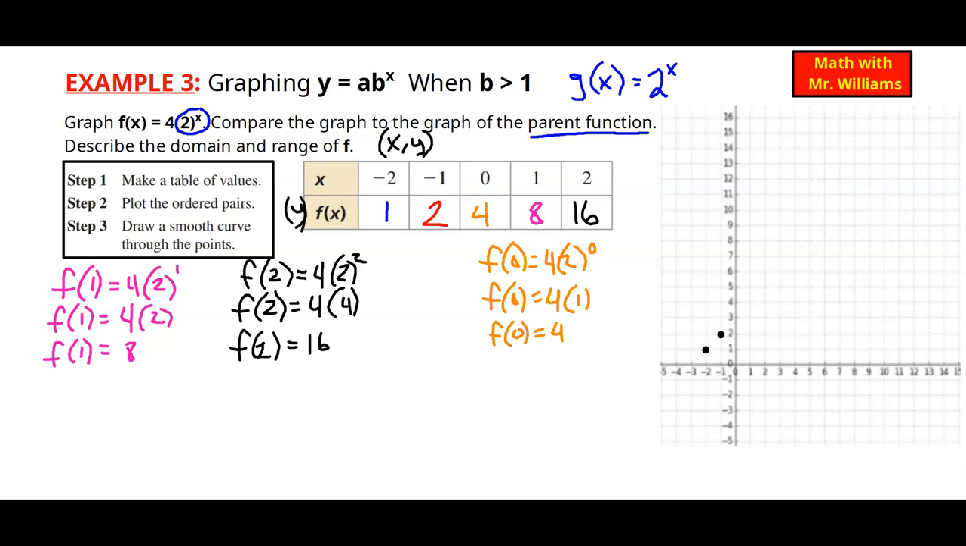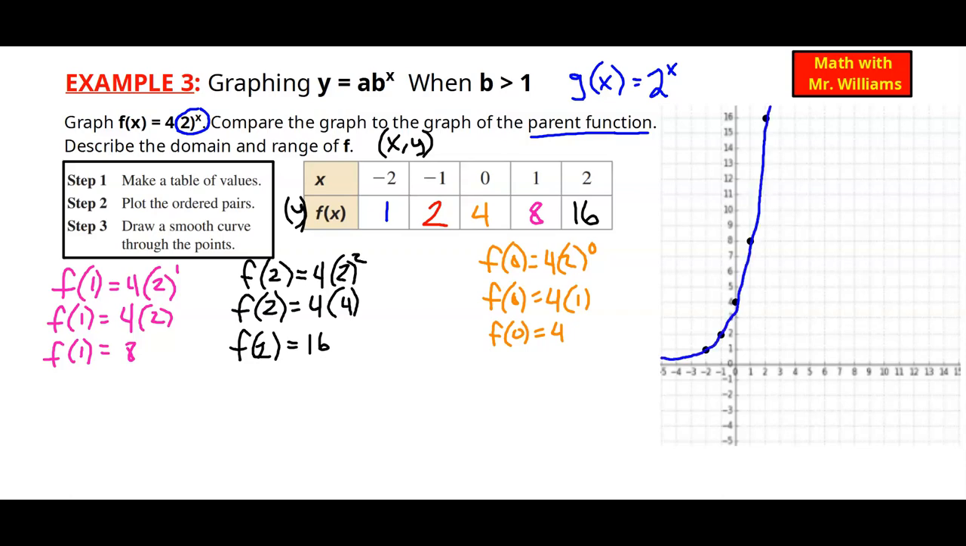All right. And our third ordered pair would be 0, 4. So we start at 0, and we go up 4 spaces. All right. And our fourth ordered pair would be 1, 8. So we go to the right 1 space, and then up 8. All right. And our last one would be 2, 16. So we go to the right 2 spaces and up 16. Now we draw a curve through the points.